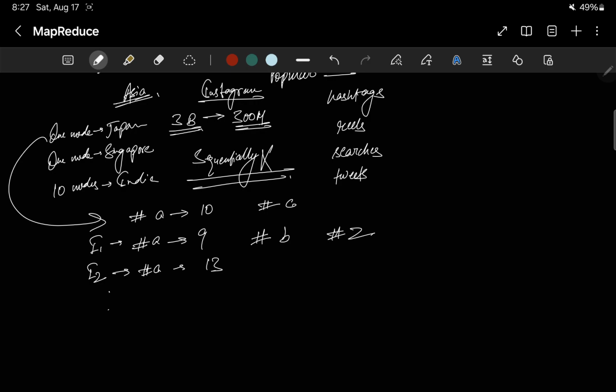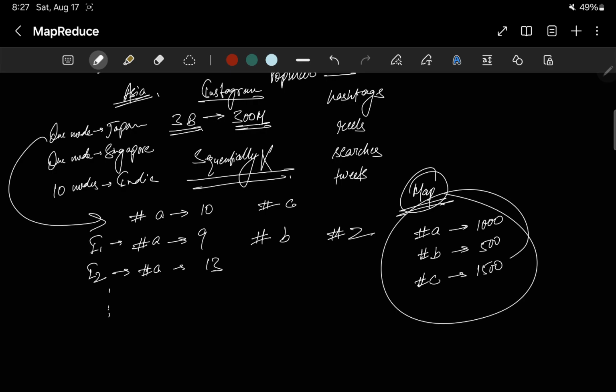So this is mapping. What happens is, this step, this map phase, will ask all the workers to just give it the count. Okay, so now that we have the count for everything, what it will do now is aggregate all these counts. So for example, let's say after all the additions, it may get like this: hashtag A is now 1000 times, hashtag B was 500 times, hashtag C was maybe 1500 times. Okay, so this step, counting the results of all the nodes, is called reduce.